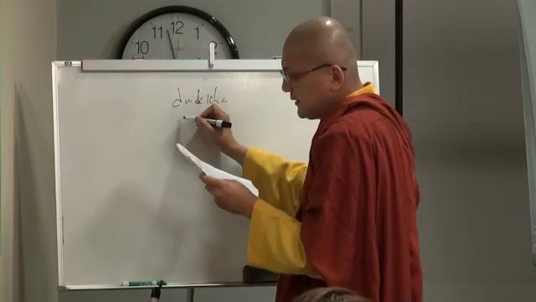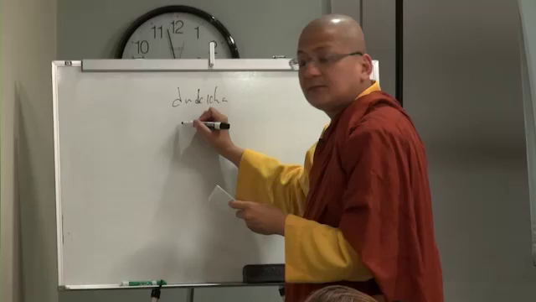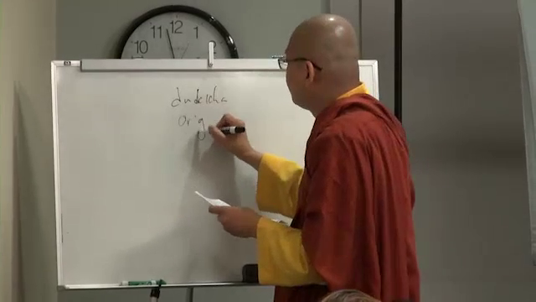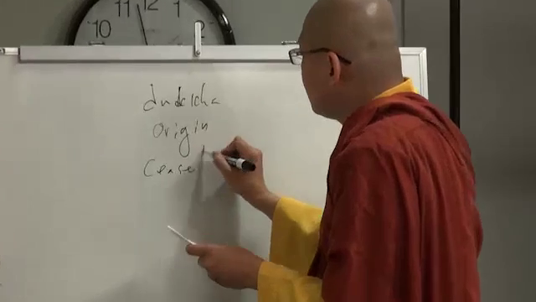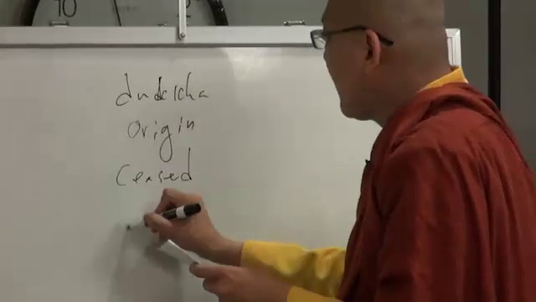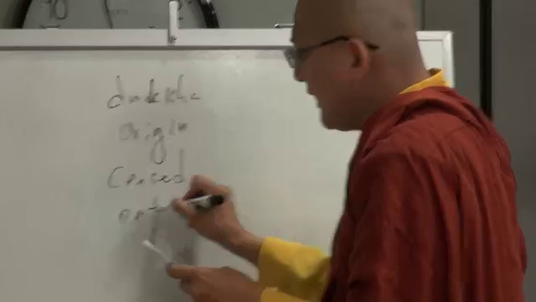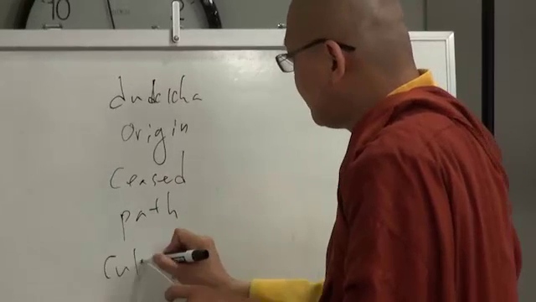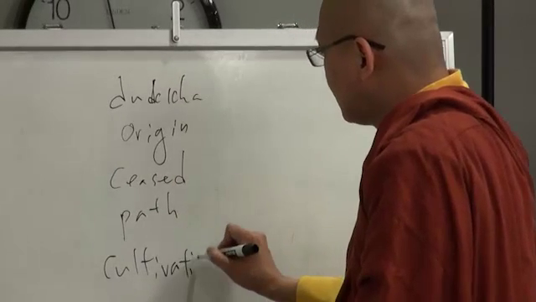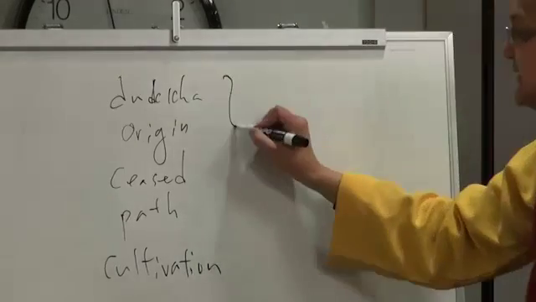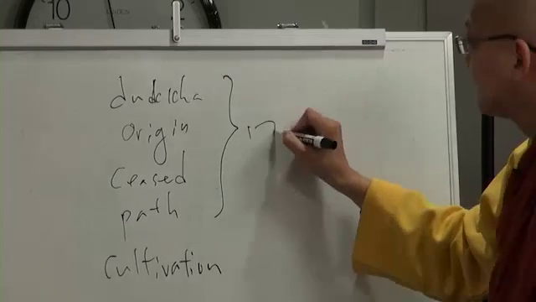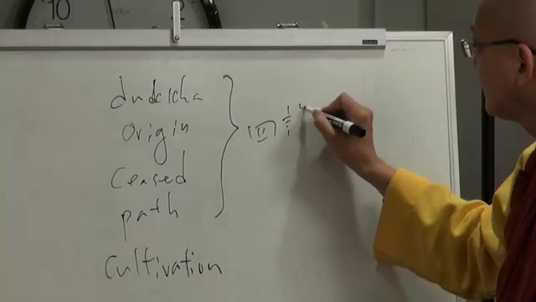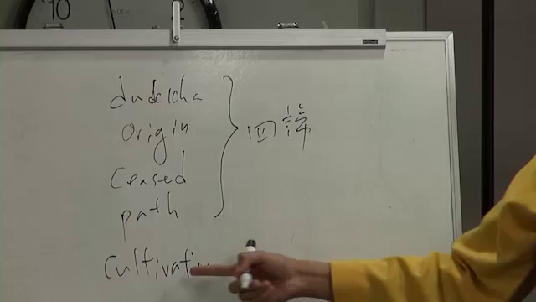The second one is the origin of the dukkha, right? I just write origin. And then the cessation, okay, and the path. And then you have this called cultivation. We know the first 4 refer to the 4 noble truths, right? And then there's 1 more, what it is, we don't know.